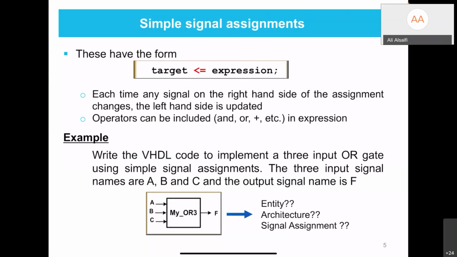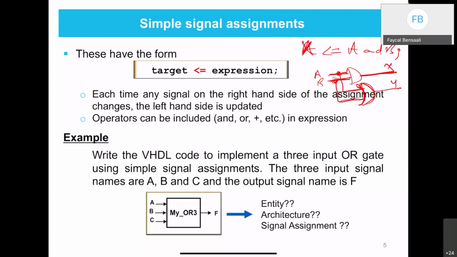We'll start with the simplest one, which is called simple signal assignment. Do you remember when we did A is equal A and B? This is a simple signal assignment. So if I have a circuit like this, let's say that I have one AND gate and one OR gate, with inputs A, B, and outputs X and Y. I want to do this circuit.